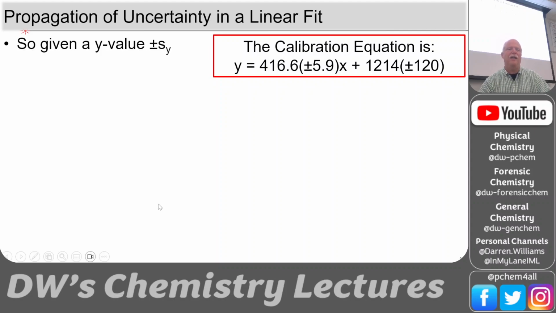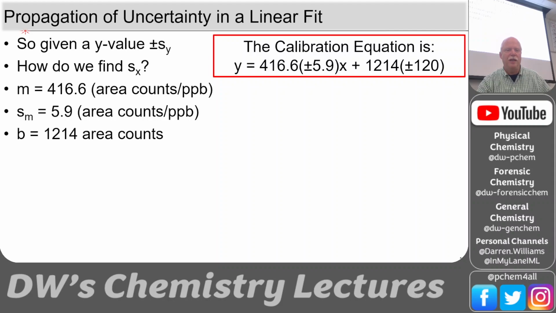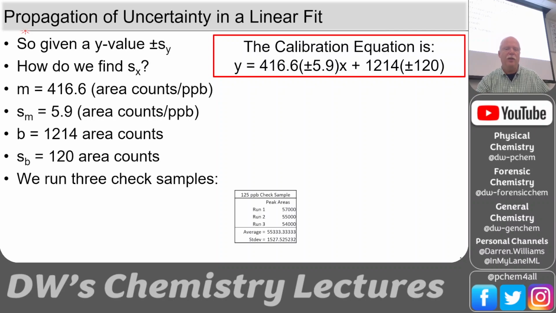So given a y value, what is the uncertainty in that y value, and how do we find x? Here's our M, our SM, so those came from the calibration equation and the ANOVA table. And here's B and SB. Let's say we run 3 check samples. Now we have this true value here, 125 parts per billion. So I'm going to call that XT for our true value.